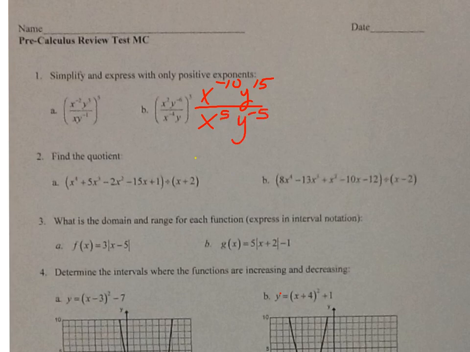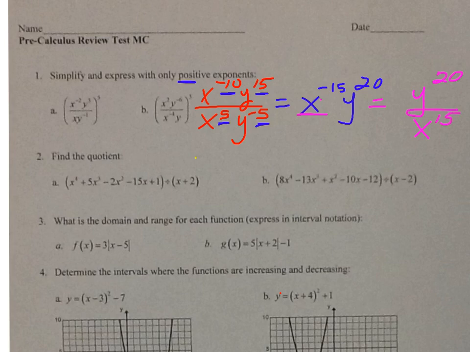Now, when we divide same bases, the x's and the y's, remember we subtract the exponents. All right, so this is going to be x to the negative 10 minus 5 is negative 15. And 15 minus negative 5 is going to be y to the 20. Now, it does say write with only positive exponents. So I have this negative exponent here, x to the negative 15. So remember, to make the exponent positive, it goes into the denominator. So it'll be y to the 20 over x to the positive 15.